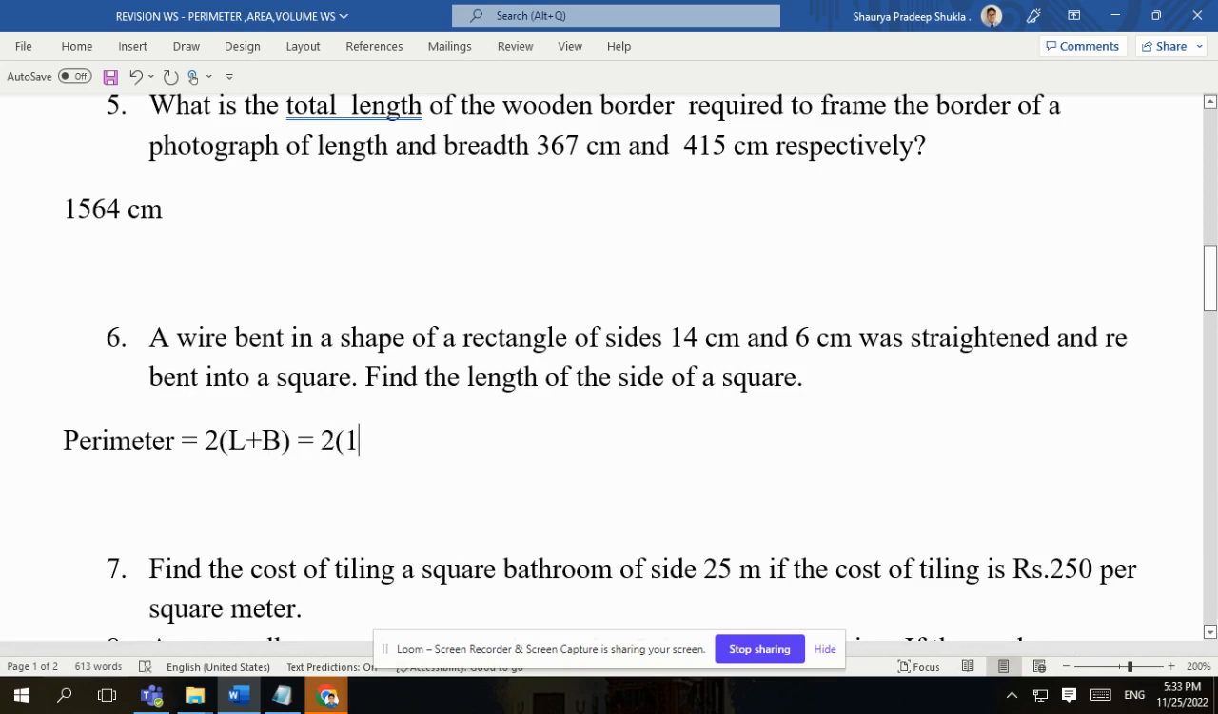What is 14? 14 is 14. There's nothing to change over here. What is the value of B? That is nothing but 6. Yes. What is 14 plus 6? 20. 20 multiplied by 2? 40. That is 40 centimeter. That is nothing but what?